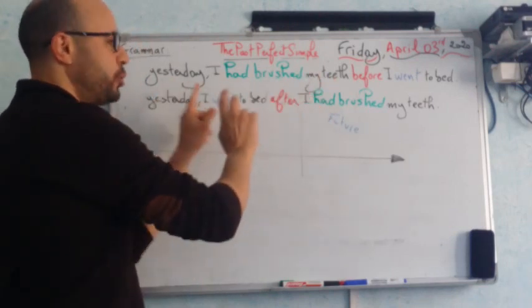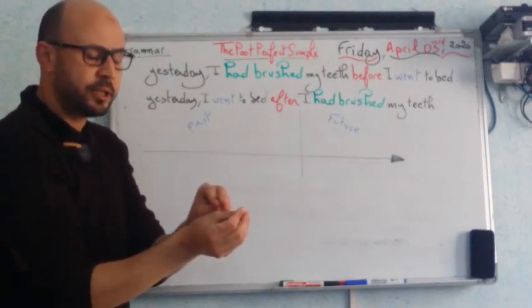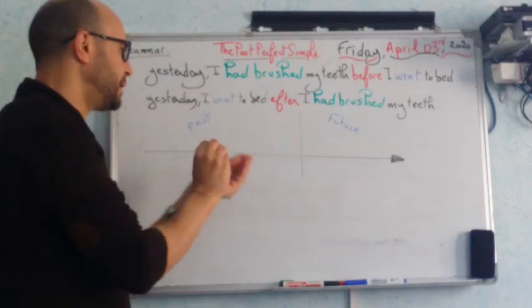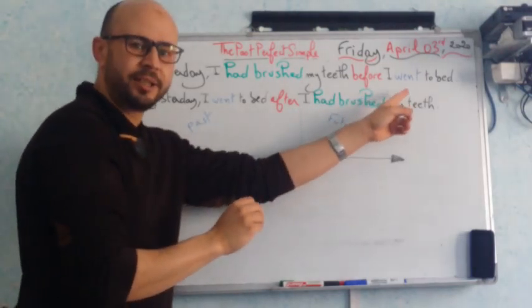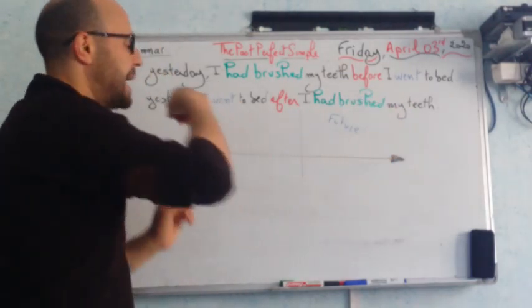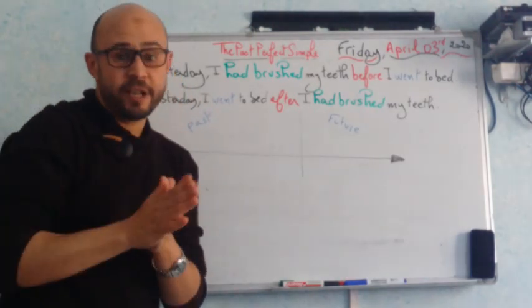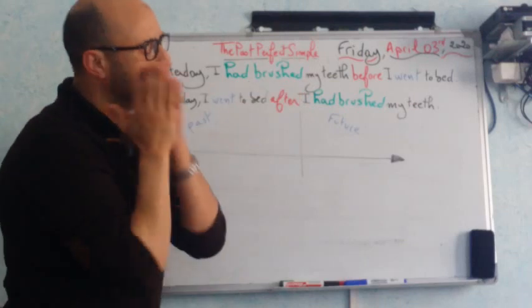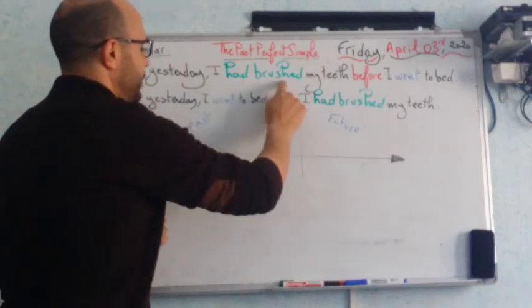So we have two actions in the past and one action happened before another. Which one happened first? Went to bed? No, good. So I had brushed my teeth and then I finished brushing my teeth. I went to bed to sleep. So two actions. This is the first action.